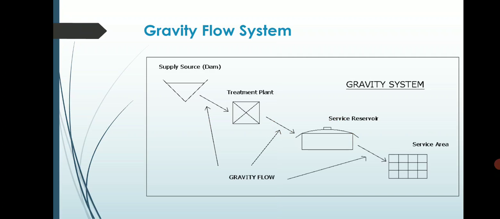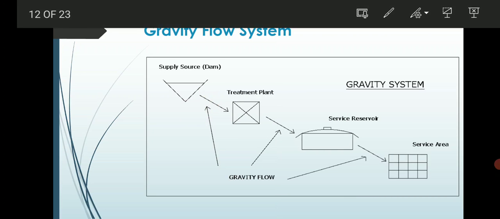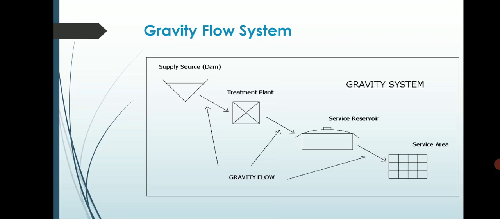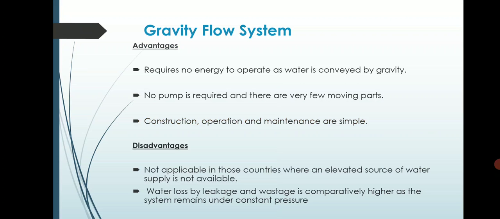Here we can see the source of water supply is in a higher place and the service area is in the lower place. Okay, from the supply source, the water goes by gravity flow to the treatment plant, and then it goes to the service reservoir, which is actually a storage where the water is stored for the time being. Then from there it goes by gravity flow to the service area. It is basically the whole gravity flow system.